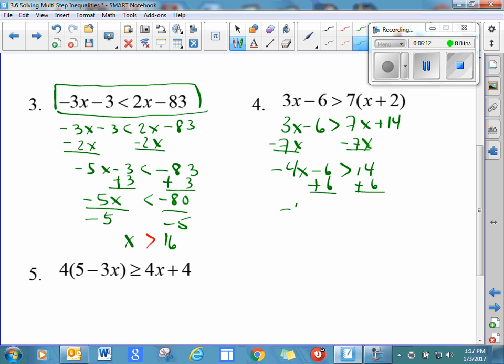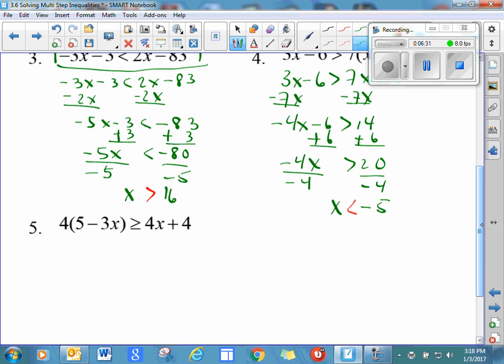Moving nicely. Don't forget the negative in front of the 4, greater than 20. And one more time, we're dividing by a negative number, so that sign is going to invert and go the other way, giving us positive x less than negative 5. So I want you guys to try number 5 on your own, and we'll give it a whirl when we come back to class and discuss this as a whole.